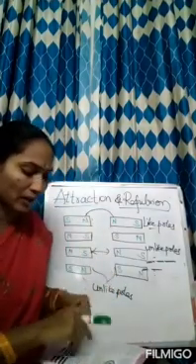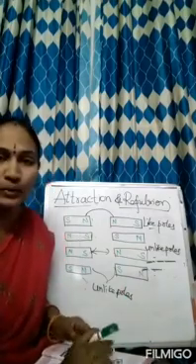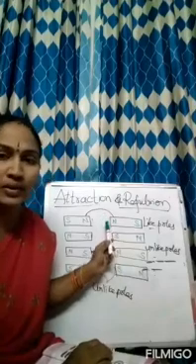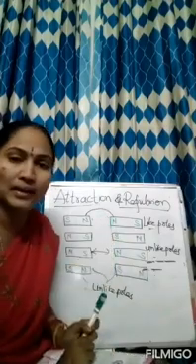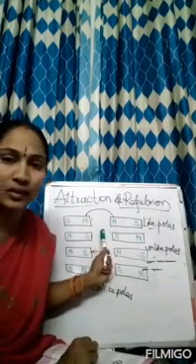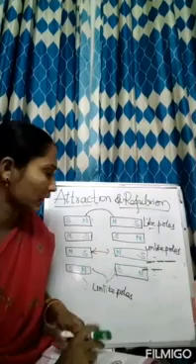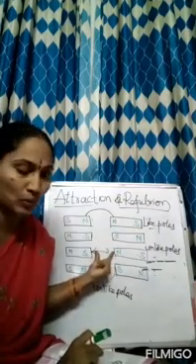So attraction and repulsion. What do you observe? We have observed that like poles do not attract each other. And when do the magnets attract each other? When unlike poles are placed together, when the unlike poles are opposite to each other.